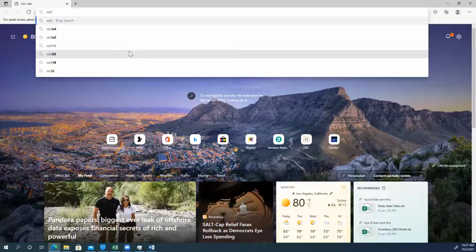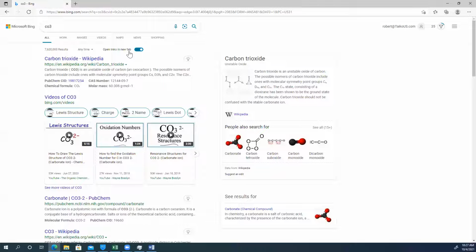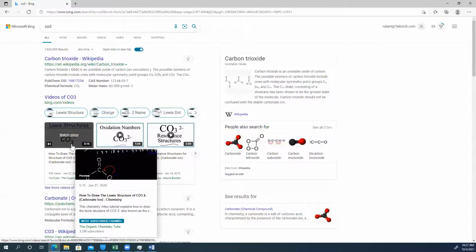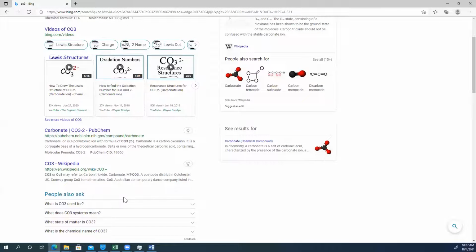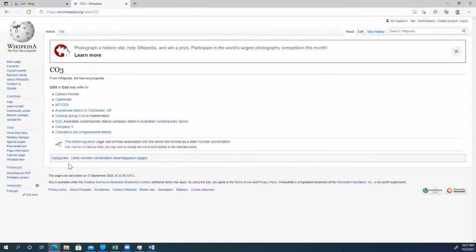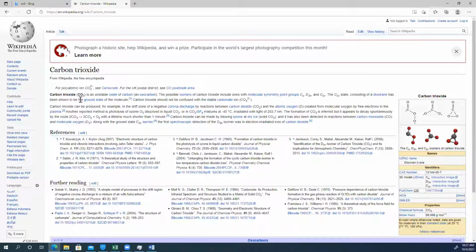If I do CO3, mostly it's going to be coming out as carbonate. The carbonate is CO3 2-. Well, CO3 2- is not a problem because CO3 2- will have carbon in the +4. But what about carbon trioxide? Let's take a look at this. Carbon trioxide. Okay, carbon trioxide is an unstable oxide of carbon, an oxocarbon, with possible isomers.